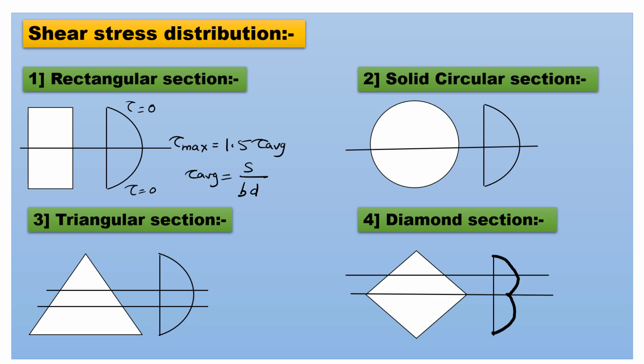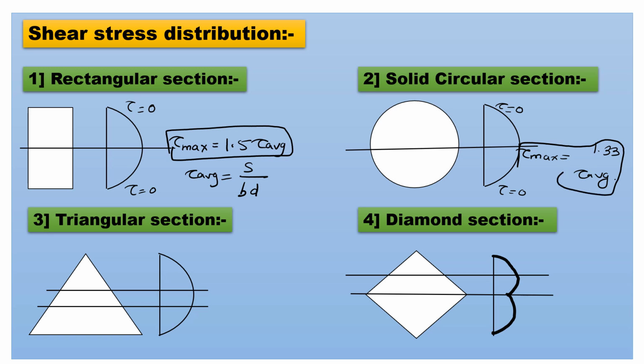Then in case of solid circular section, the tau max is present on the neutral axis, which is 1.33 tau average. Here tau average is nothing but S by area. Same as the rectangular section, the shear stress is 0 about its end in case of circular section. So these are the important formulas: tau max is 1.5 tau average for rectangle, and tau max is 1.33 tau average for the solid circular section.